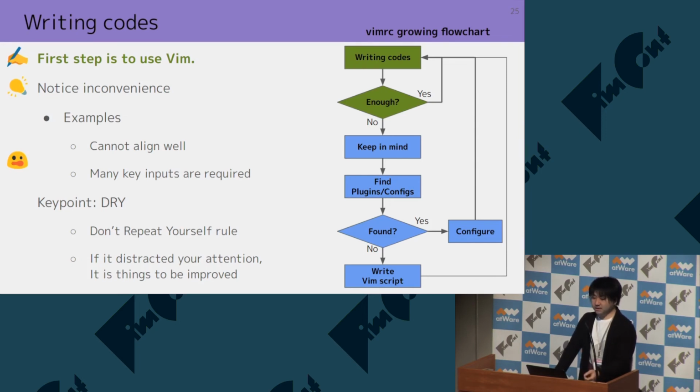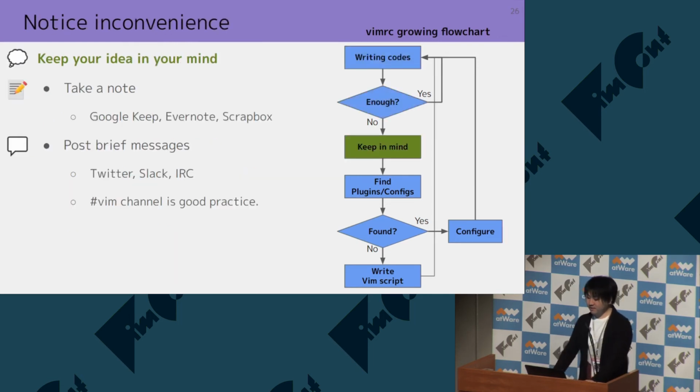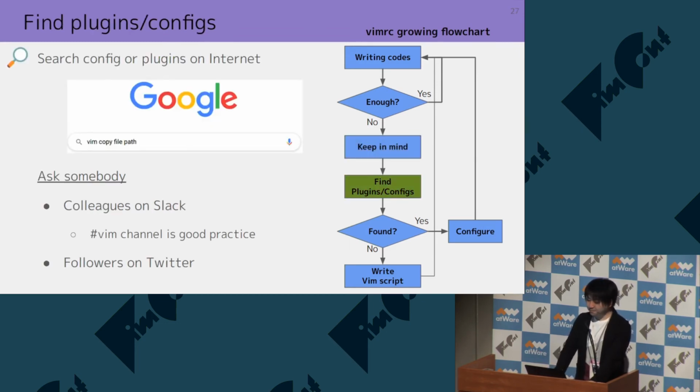But what is not a good thing? I think it is to forget what we want. If something distracts our attention, we have to improve it later. Avoid forgetting what we want. The method is very simple. Let's take notes or share what you would like to do. And after finishing your work, or when you have time, it is time to find a solution.